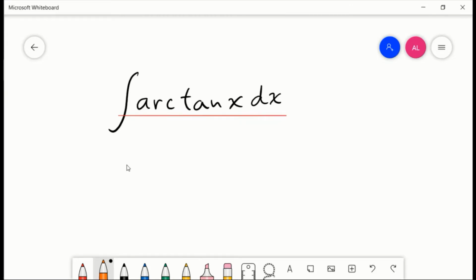So today we are going to investigate the integral of the arctangent of x dx. And we are going to do this with two methods. One will be integration by parts, and the other will be a more creative method with derivatives. So let's get started with the integration by parts method.